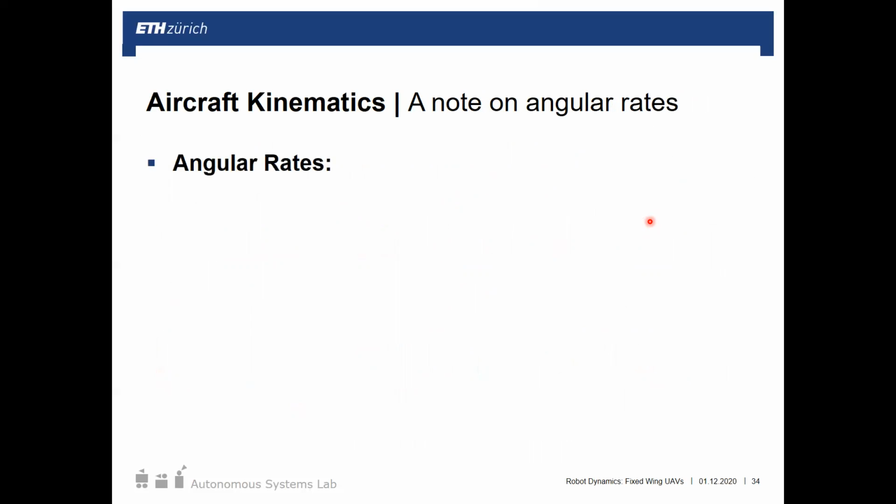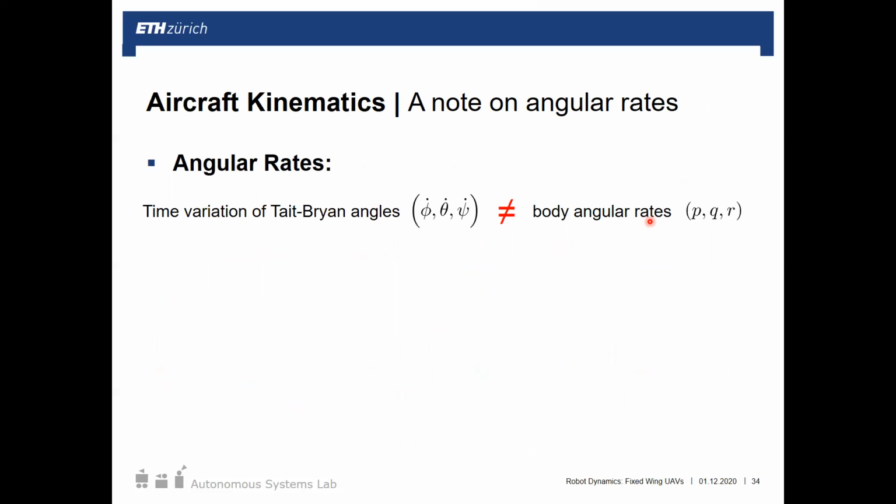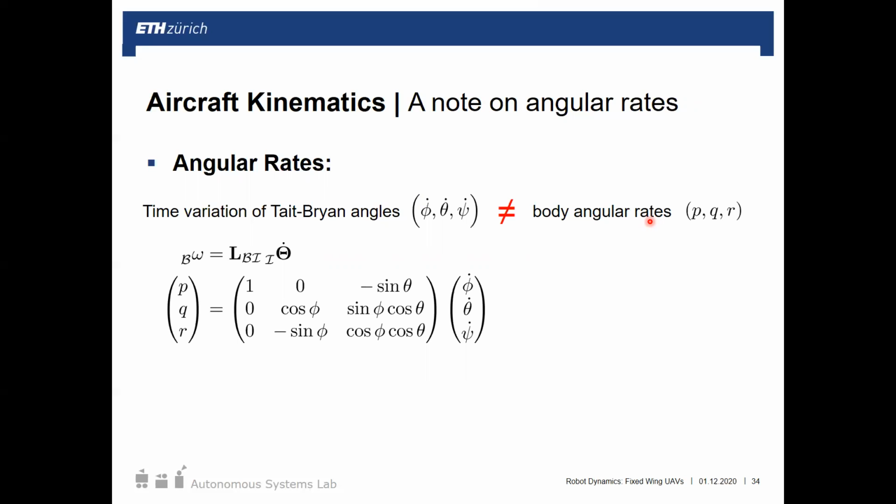So maybe then a brief note on angular rates. Just to remember, the time variation of Tait-Bryan angles is not equal to the body angular rates. So there is a transform that's necessary. So this L matrix here, from Euler rates to body angular rates, looks like this. It's a function of your pitch and roll.